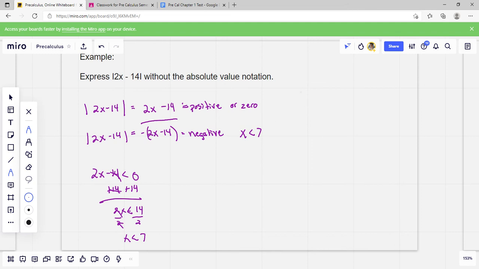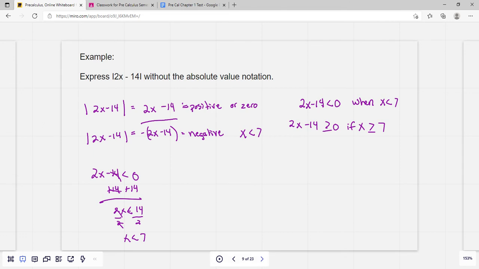So that means that our answer is 2x minus 14 is less than 0 when x is less than 7. And 2x minus 14 is greater than or equal to 0 if x is greater than or equal to 7. All right, that may seem a little bit confusing, but it'll make more sense once we start doing equations.